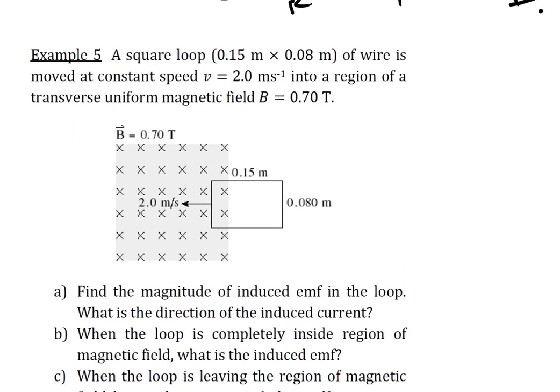Okay, and then for the number 5, a square loop. Okay, so they gave you the size of the square loop, which I will just call the L, or the length. I will call this the width, or W. So this is W, this is L. So it moves at a constant speed V into a region of uniform magnetic field B.